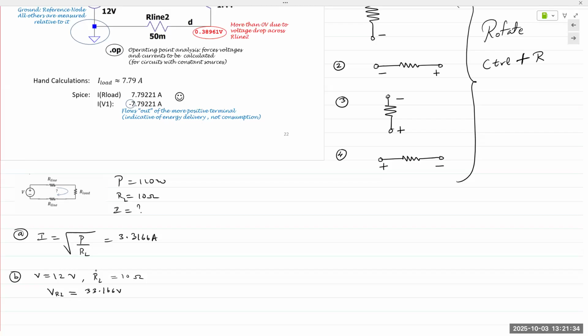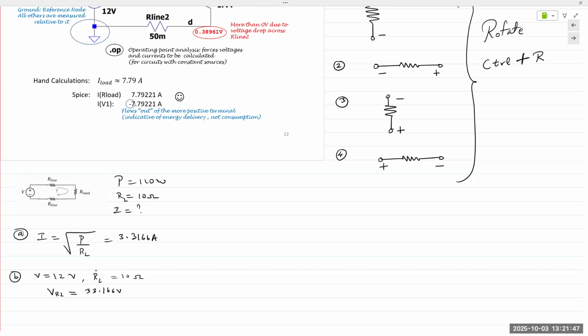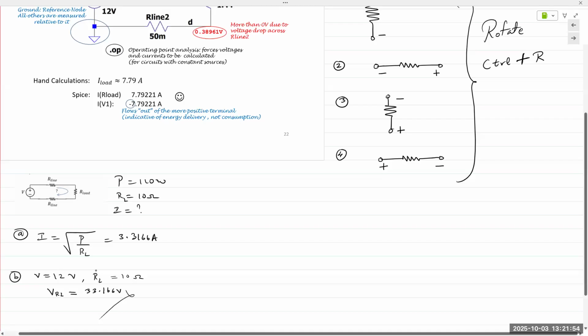So this 3.316, okay, here's a check that we can make. What is our supply voltage? 12. So it is not possible to obtain a voltage that will be greater than 12. And that means that this is incorrect. Now, where is it incorrect? Well, this power is 110. So this is probably not amps.